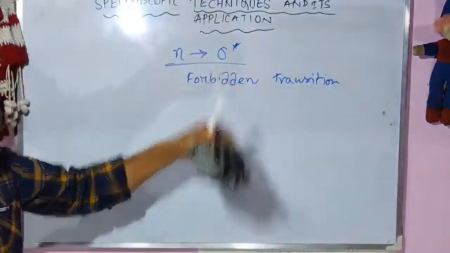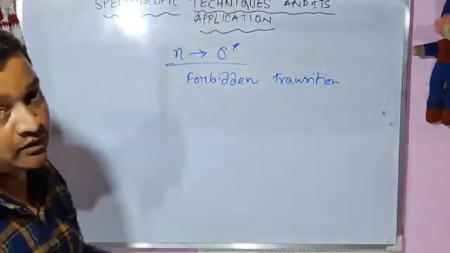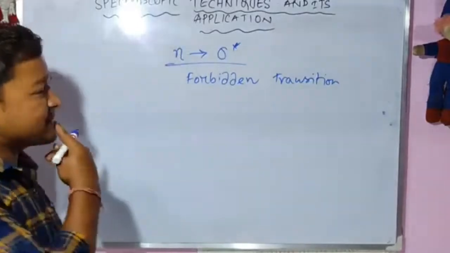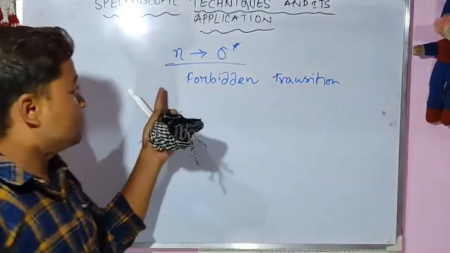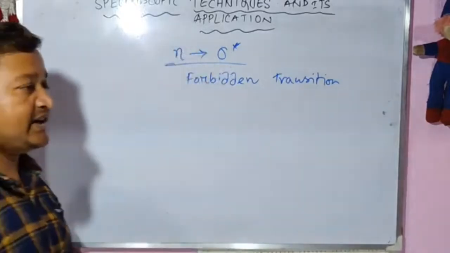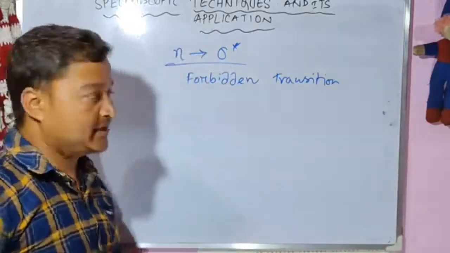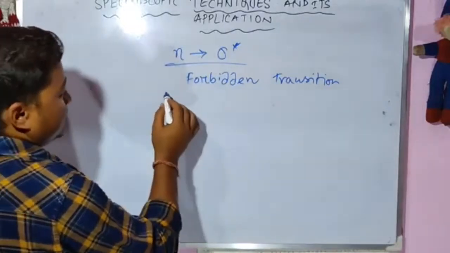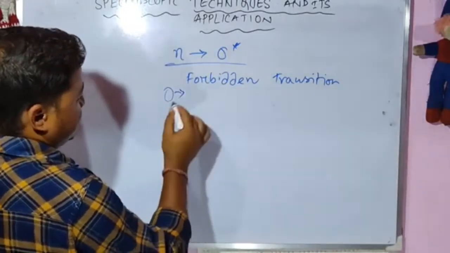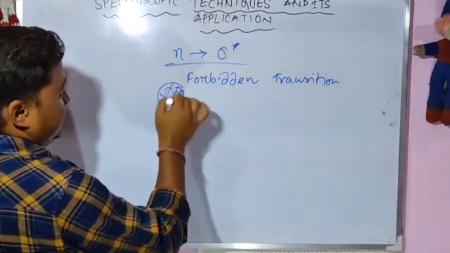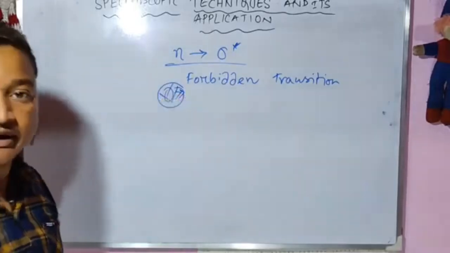Although this is a forbidden transition, it occurs in molecules, because many organic molecules have non-bonding orbitals and non-bonding electrons present. So many organic molecules show this type of transition. That's why these transitions occur in organic molecules. Okay.